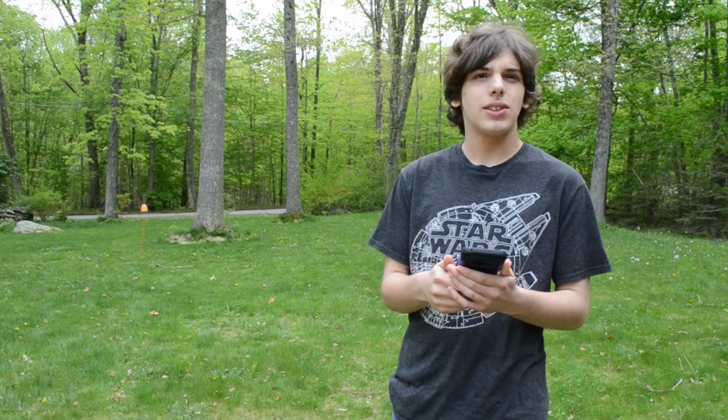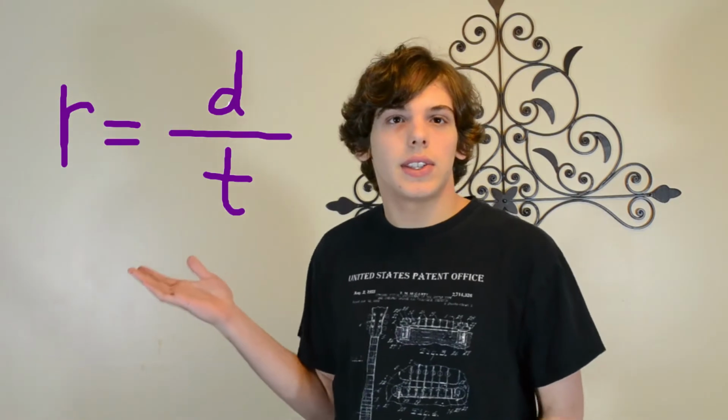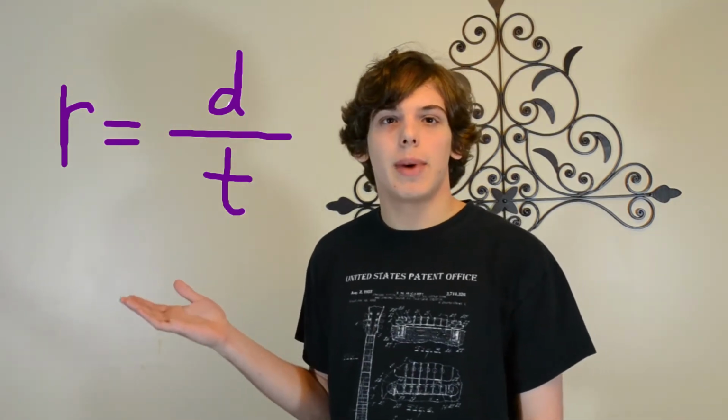Now we need a way to turn that into a unit of speed. The way we do that is by using the speed equation. The speed equation is a mathematical statement of how time, distance, and speed are related. The equation looks like this: r equals d divided by t.